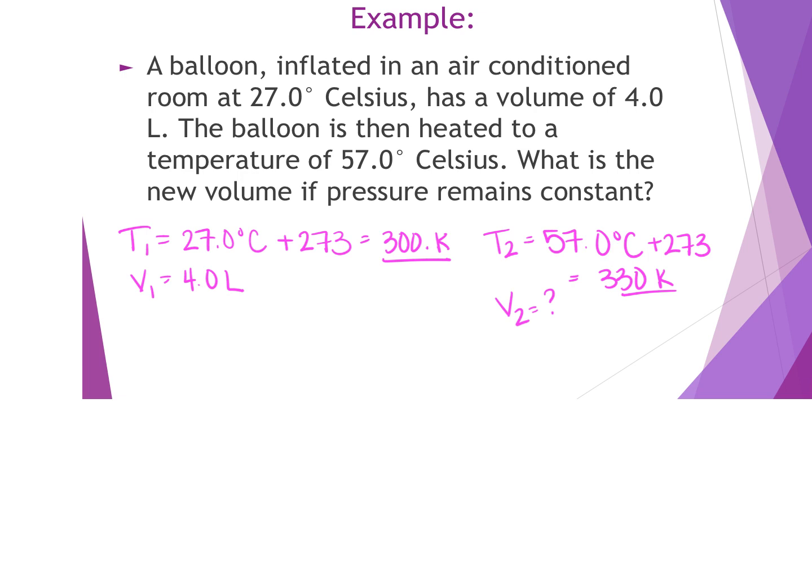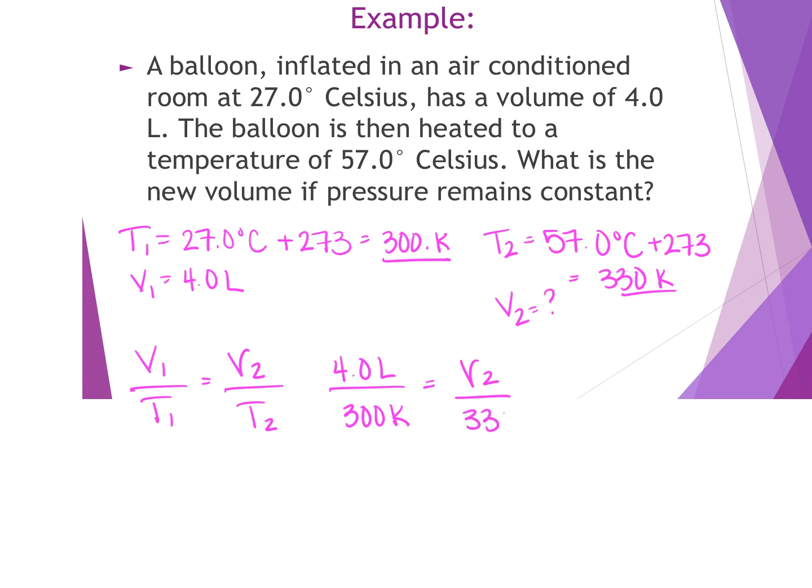Okay, so now what equation do you know that has T1, V1, T2, and V2 in it? Okay, so we know Charles' law has all of those. So I just like to rewrite it. So Charles' law is V1 over T1 equals V2 over T2. And now I'm just going to plug in those numbers in that exact order. So V1 is 4.0 liters. T1 is 300 Kelvin. V2 is what we're solving for, so I'm keeping it as V2. And then T2 is 330 Kelvin.